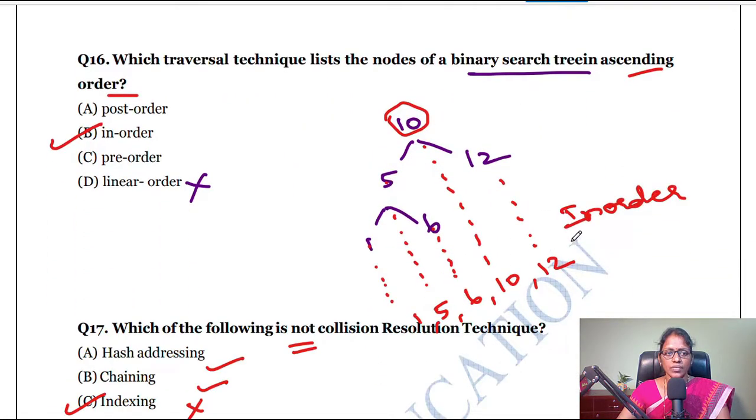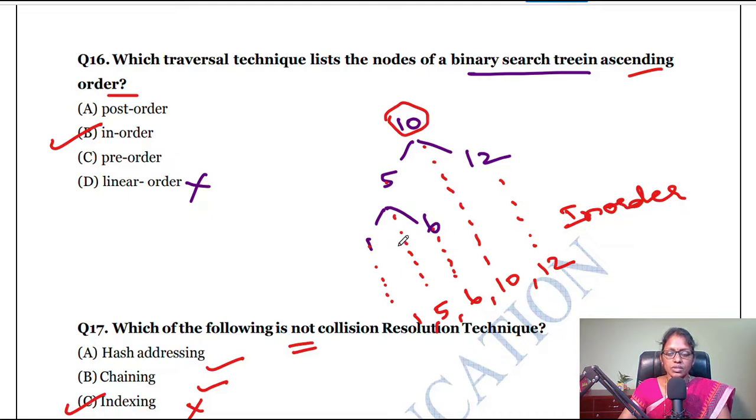The next question, which traversal technique lists the nodes of a binary search tree in ascending order? If you want an ascending order from the binary search tree, in which traversal do you have to do it? In-order, pre-order, post-order. Okay, this is an in-order traversal. That is left, root, right.